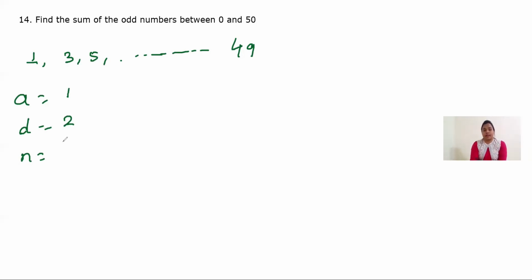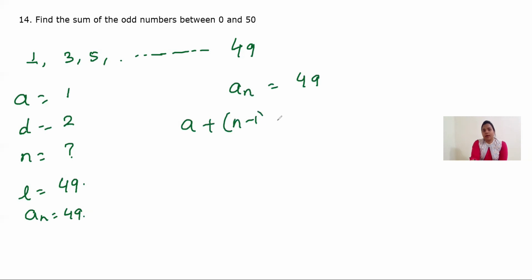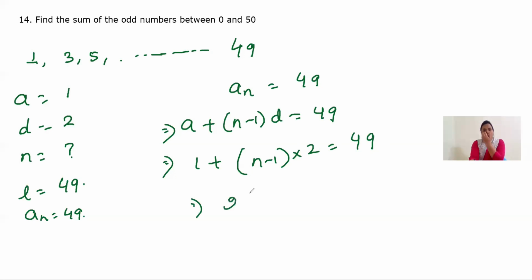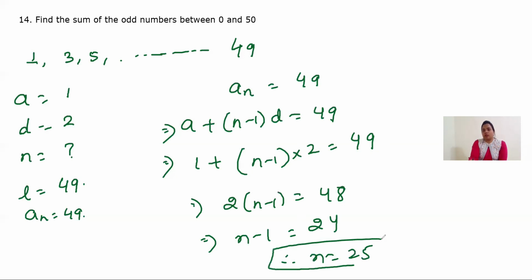So first we need to find N. We have A, we have D, and L, that is 49, or I can write An also as 49. So I have to find N first. An is 49. This means that A plus (N minus 1) D is 49. A is 1, N minus 1 we don't have, multiplied by 2 is 49. 2 times (N minus 1) is equal to 48. N minus 1 is equal to 48 by 2, that is 24. Therefore, N is equal to 25. We got N.